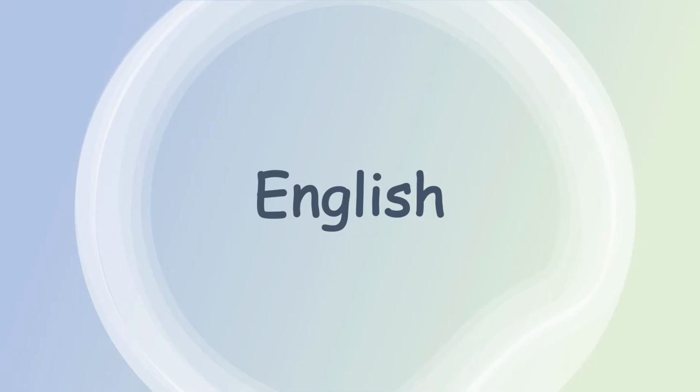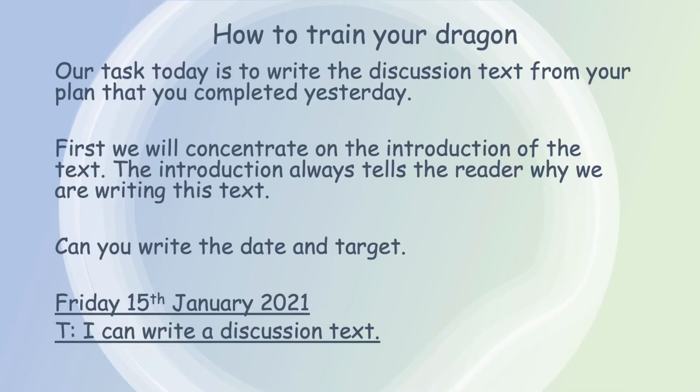Okay, so it's our English time. We've been reading our novel How to Train Your Dragon by Cressida Cowell. So our task today is to write the discussion text from your plan that you completed yesterday. First we will concentrate on the introduction of the text, and remember the introduction always tells the reader why we are writing the text and introduces things.